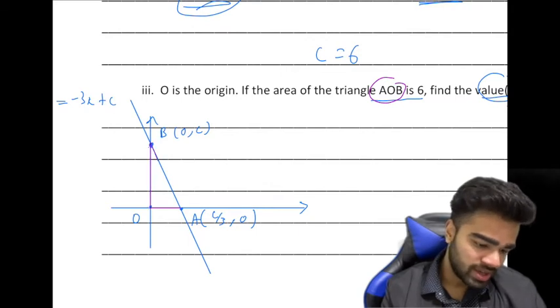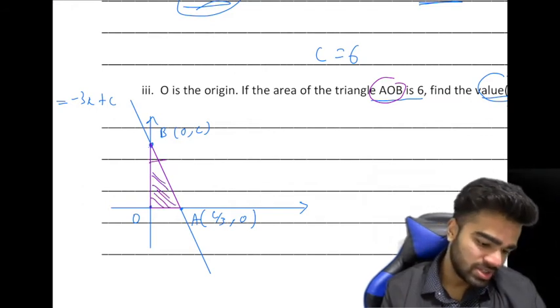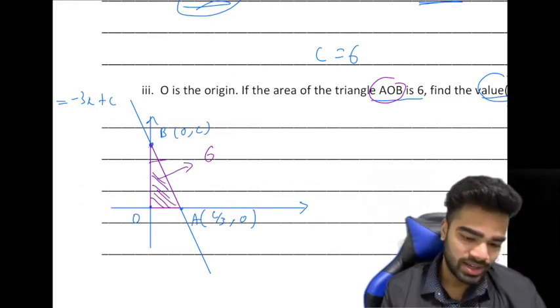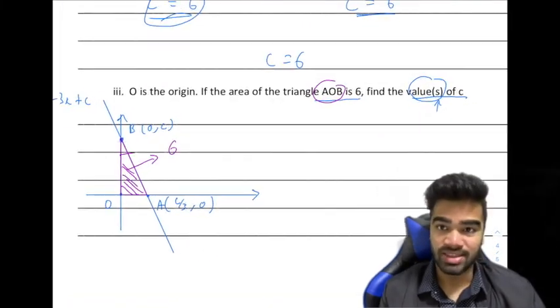O to B is there. And then there. That thing in purple is the triangle that we're looking for. Pretty much they're saying the area of this triangle is equal to 6. Okay? And then we need to find the values of C for that, to make this area 6.